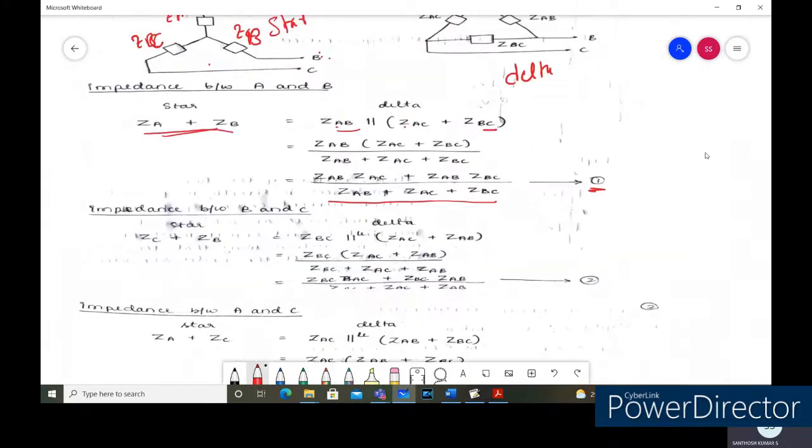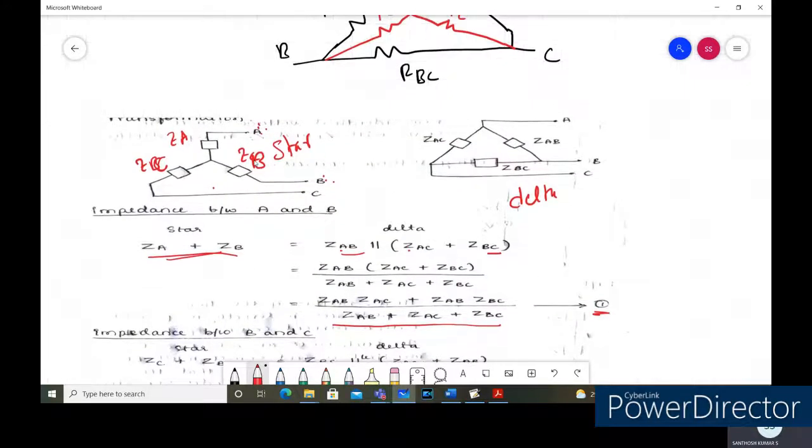Similarly, we can obtain the expression for ZB. So ZB is equal to ZAB into ZBC divided by the sum. That is, it's a product of the two neighbor resistances, that is, the neighbor impedances. So ZB is nothing but the product of those. If you write the star inside the delta network, we'll get it like this. So this is ZA, and this is ZB.